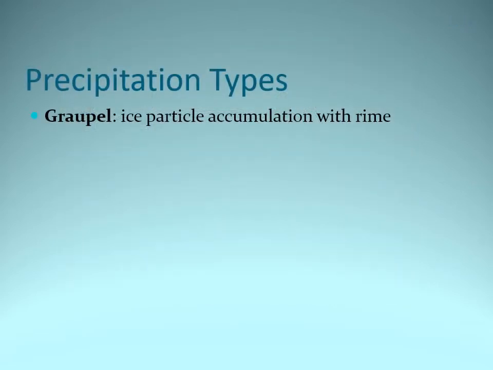So again, graupel, they're just tiny ice particles, and your textbook talks a little bit more about what graupel is. It's kind of like soft ice, and the diameter is only 1 to maybe a few millimeters, and it has a consistency of a snowball.